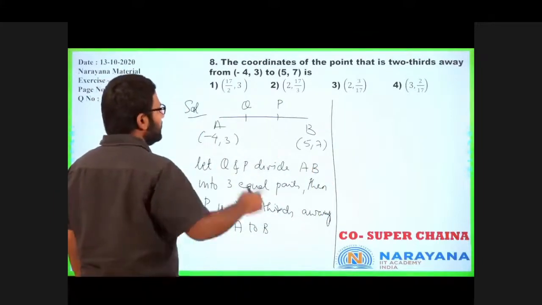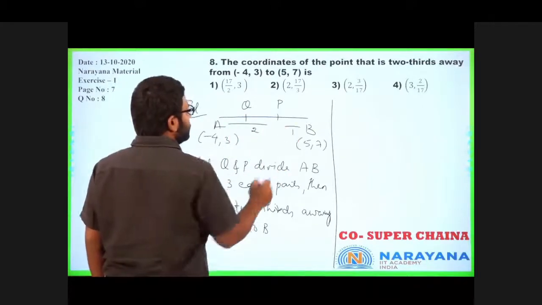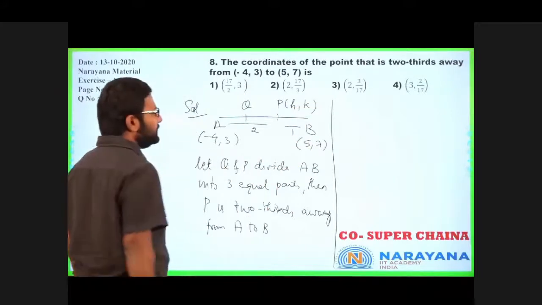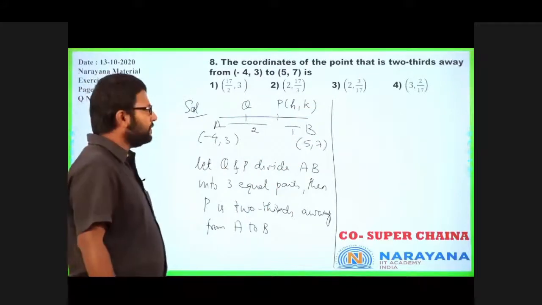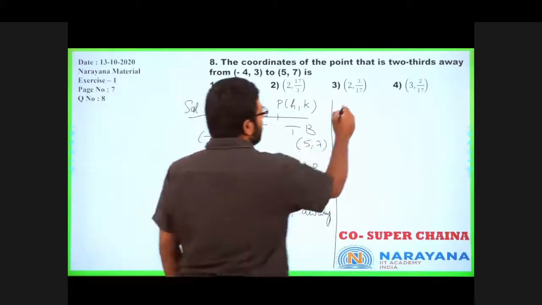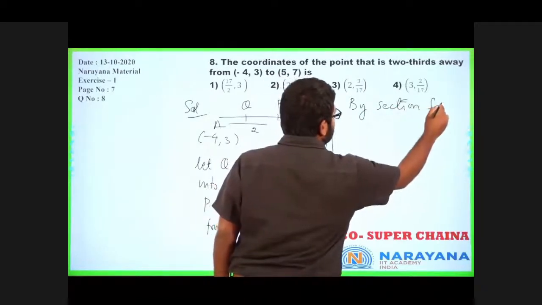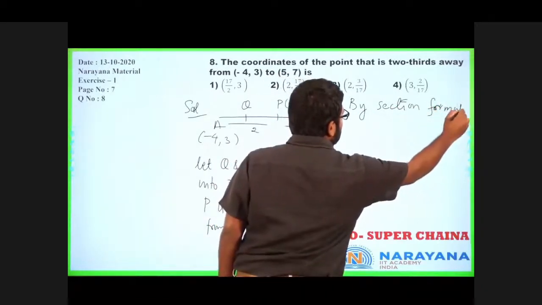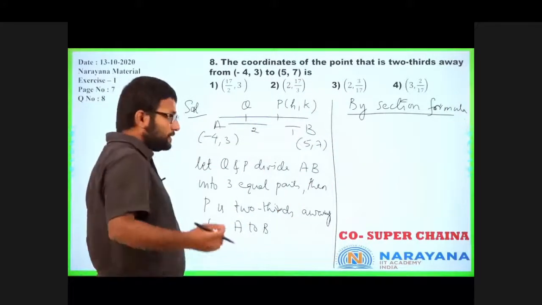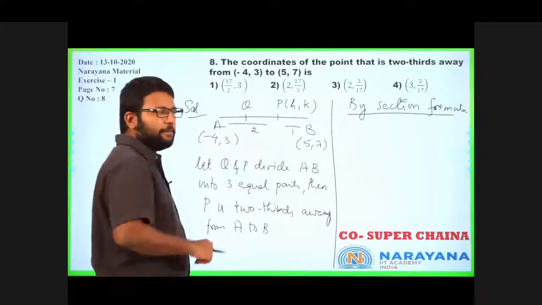Right. So in this case, P divides AB in the ratio 2:1. Right. Let us take point P as H, K. Now it is directly an application of the section formula, right? Now in case there is anyone who is not entirely sure how we are doing this cross multiplication, okay, so I will just write the formula again. I should have written it in the beginning itself, but not a problem. Let me write the formula here.